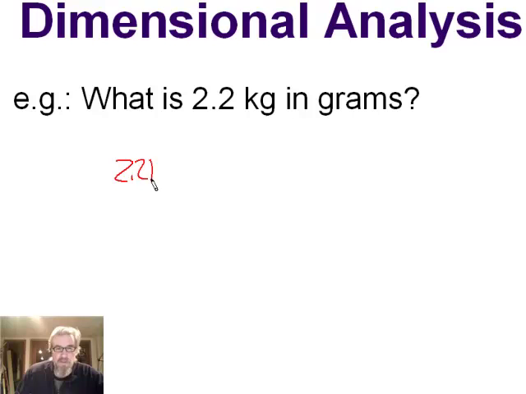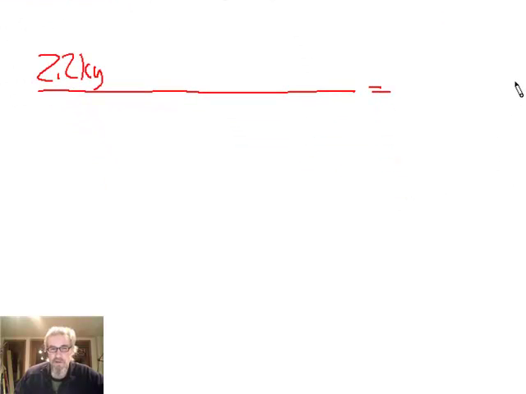2.2 kilograms is my starting unit. And then sometimes I just draw a line here to represent the fact that I'm going to be doing some unit conversion, some dimensional analysis. And I'll put my target unit over here. It's asking for this in grams, so G is where I want to end up. Now I ask myself, how can I multiply this by 1 in such a way that I end up with grams instead of kilograms? Here's how it works.